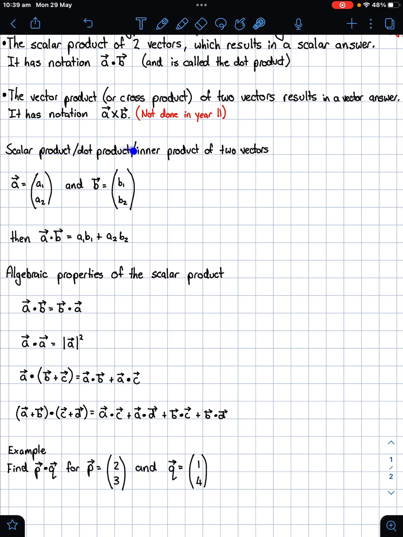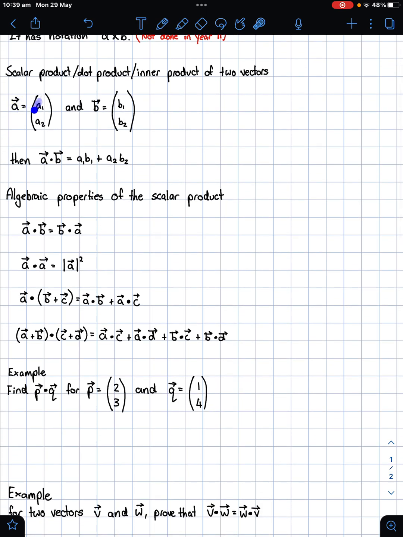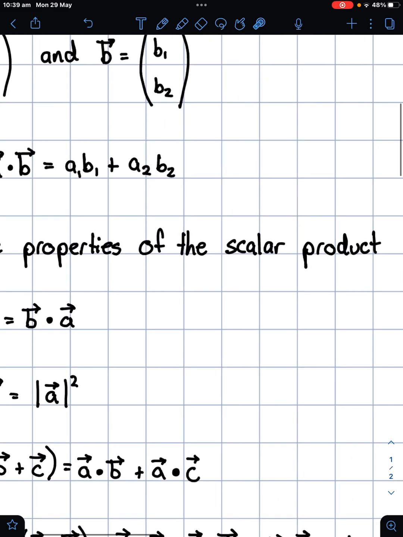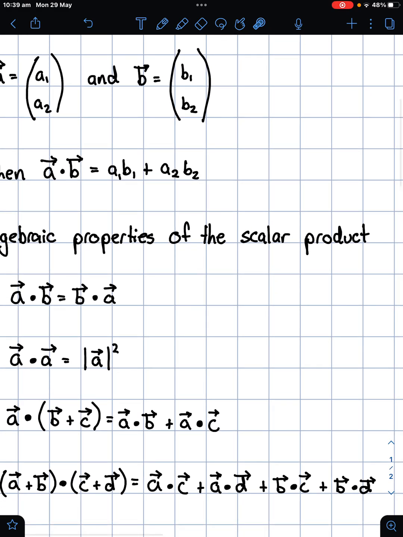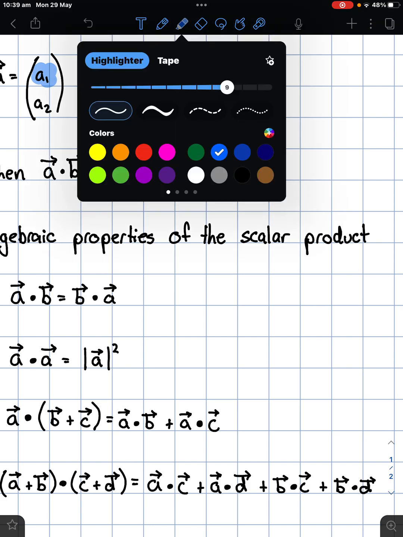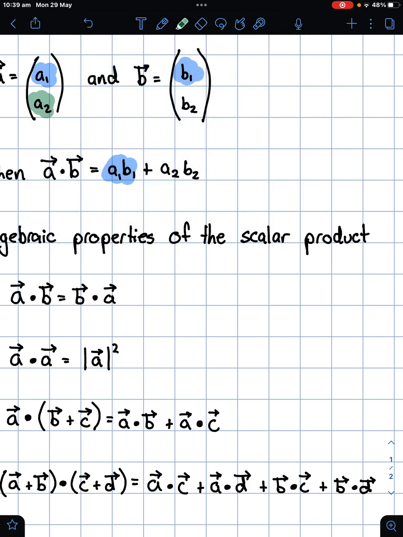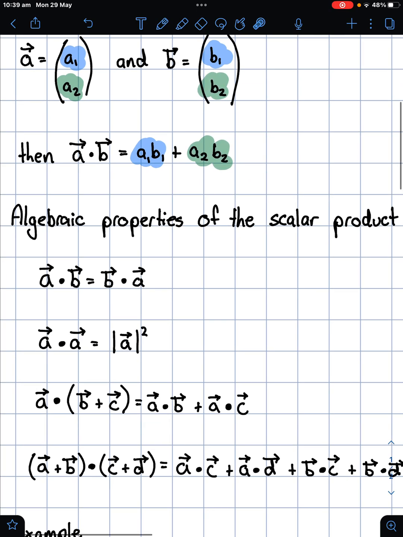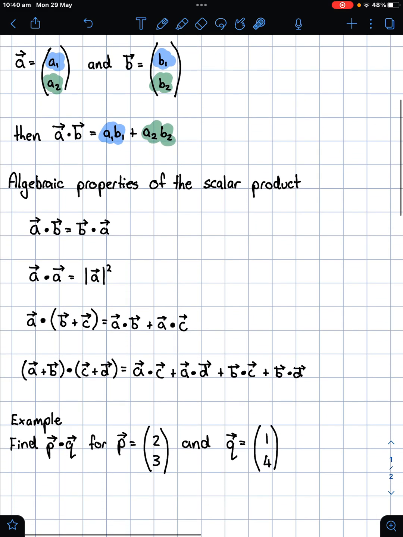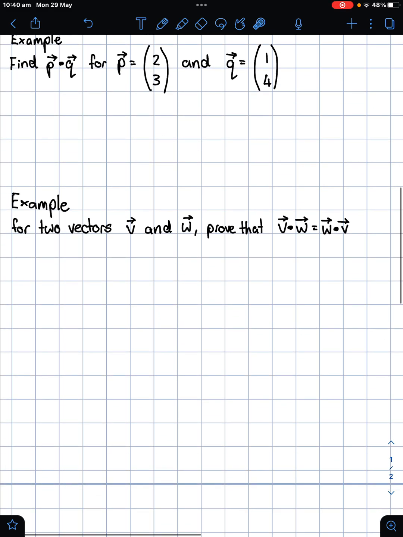So the scalar product or the dot product or the inner product of two vectors. If we've got our two vectors, we've got a here, a1 and a2 are our two different elements, and b, b1, b2. Then if we do the dot product of these, a dot b, what we do is we multiply the top elements together, or the corresponding elements, and then the second ones together, and we add them together. So it's actually a pretty simple operation. Let's do the example, then we'll come back up to the algebraic properties here.